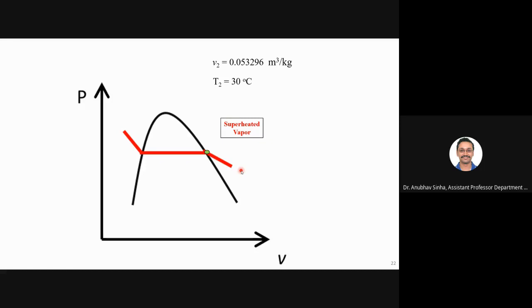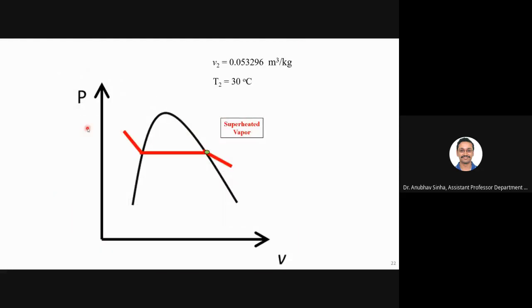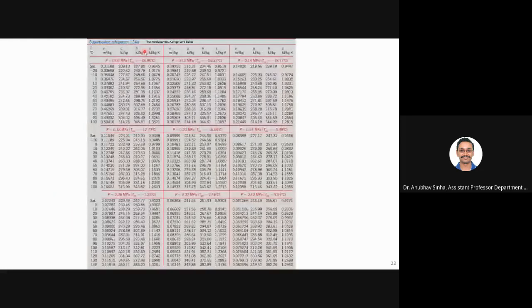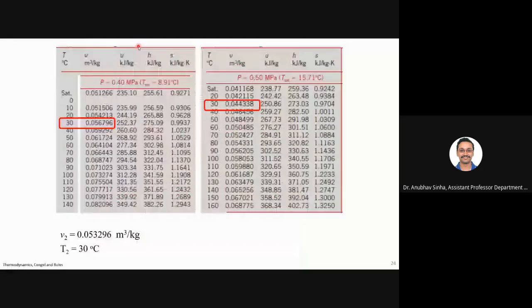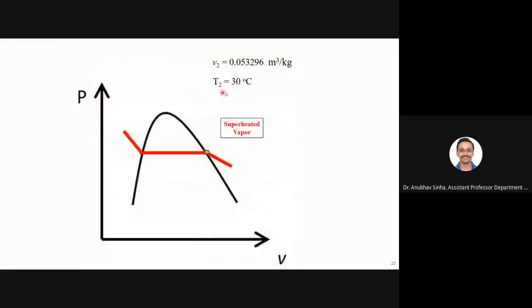So this was for saturated. Now we'll go to superheated. This is for superheated refrigerant 134A. Now these are given for different pressures. What I know is the volume. I know the specific volume of the superheated fluid to be 0.053. This is what is known.